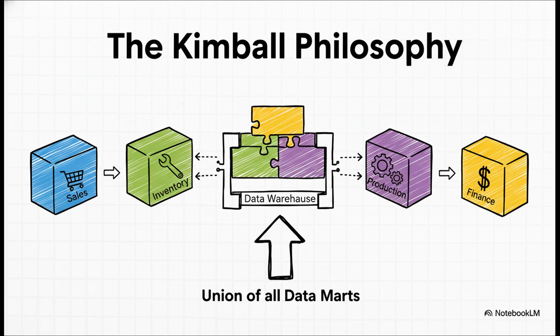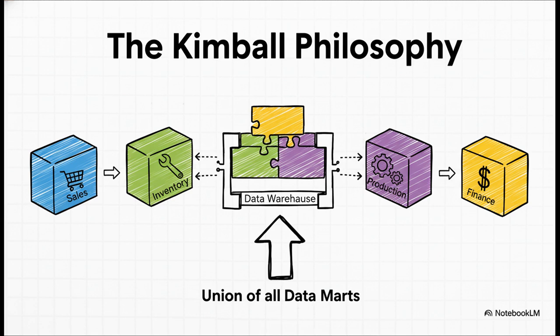You start by solving a real problem for one team. Let's build a data mart for the sales department that's super fast and easy for them to use. Then we'll build one for the inventory team. The magic that holds it all together is something he called conformed dimensions. Think of it like a shared dictionary. We all agree up front what customer means and what product means.